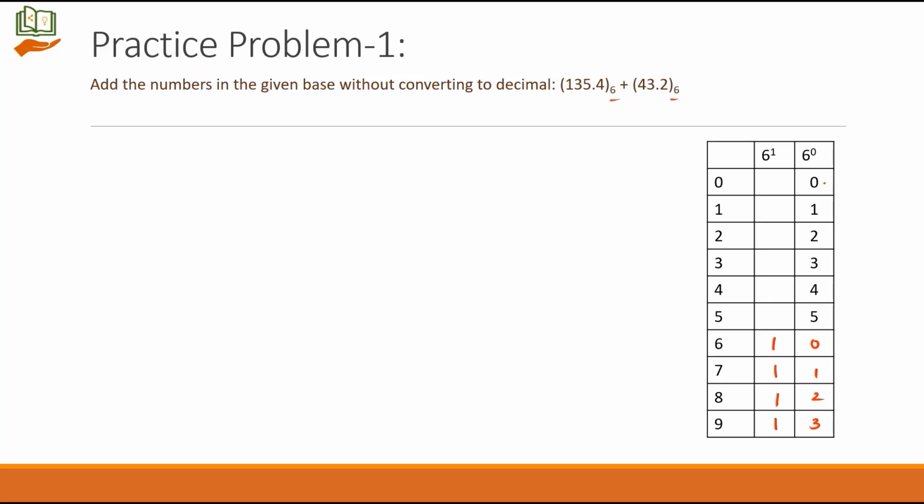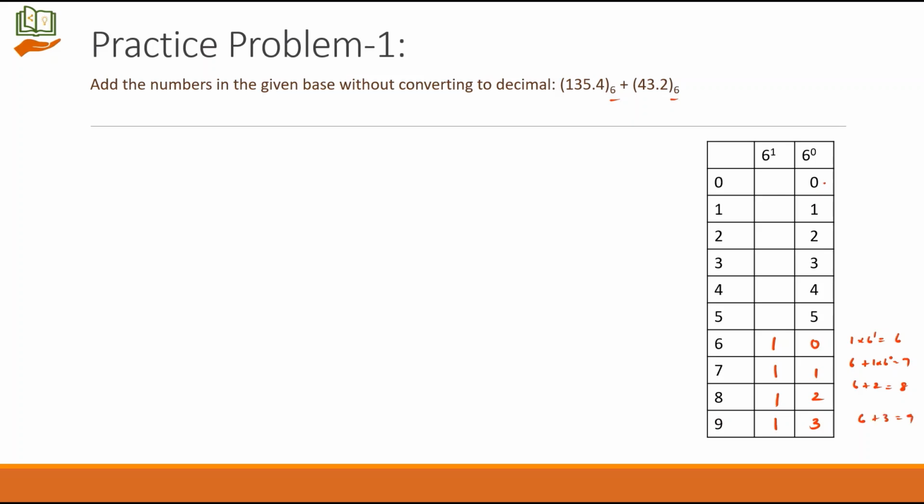So this is 1 into 6 power 1, which is equal to 6. Then we have 6 plus 1 into 6 power 0, which is equal to 7. Then 6 plus 2, which is equal to 8. Then 6 plus 3, which is equal to 9.